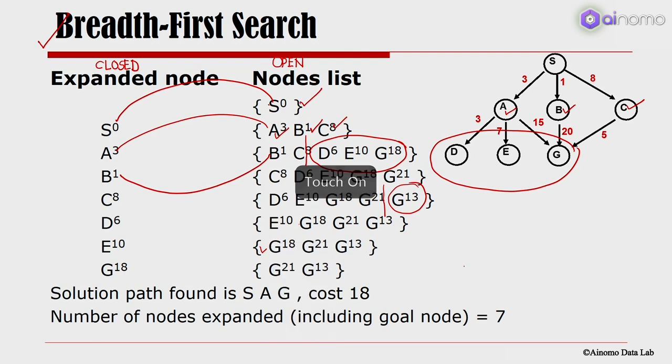So the solution path that I am talking of is very simple, S to A to G. So that's the solution, and the cost of the solution is 3 plus 15 equal to 18. Number of nodes expanded including the goal node is that we could expand 1, 2, 3, 4, 5, 6, 7 nodes. So we had expanded 7 nodes including the goal node.